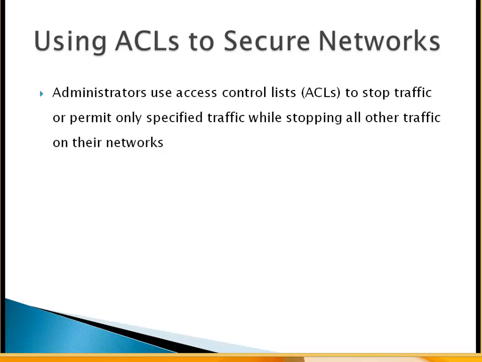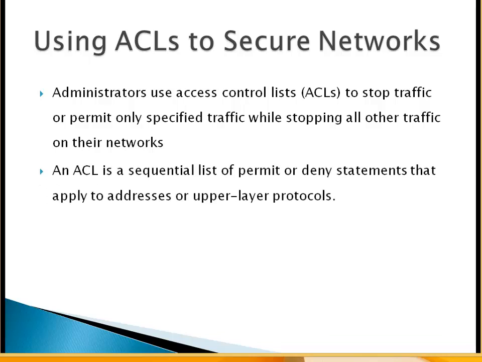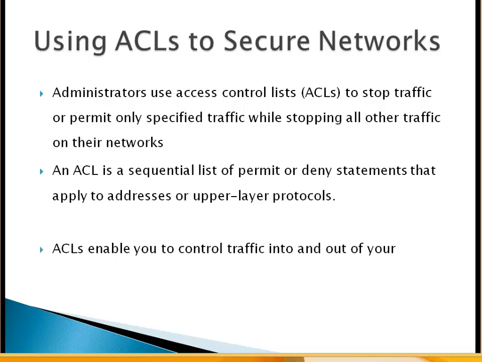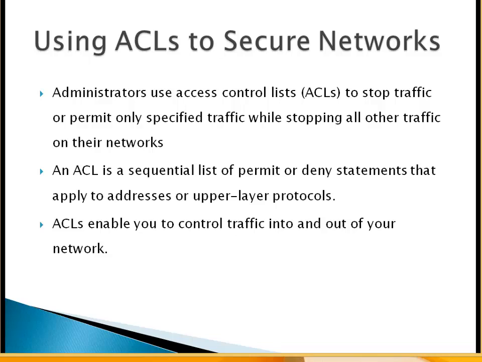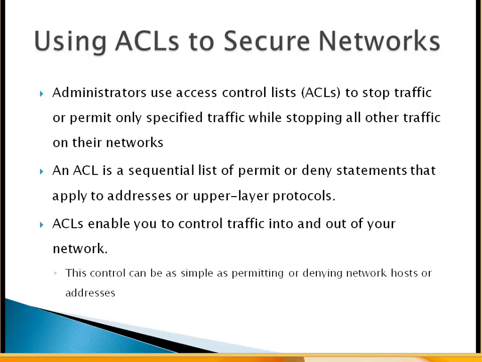Okay, administrators use access control lists to stop traffic or permit only specified traffic while stopping all other traffic on their networks. An ACL is a sequential list of permit or deny statements that apply to addresses or upper layer protocol. ACLs enable you to control traffic into and out of your network. The control can be as simple as permitting or denying a network host or address. So we use access control lists to stop or allow specific traffic to our network.